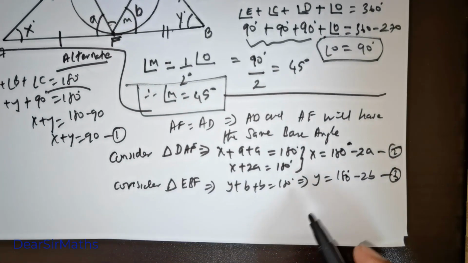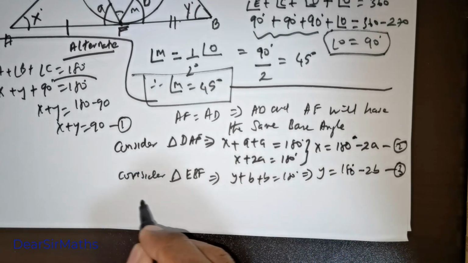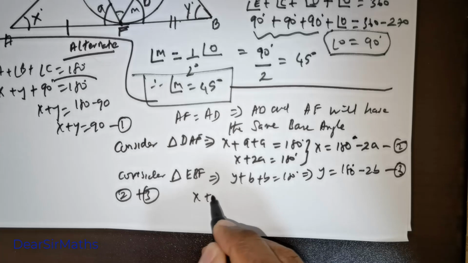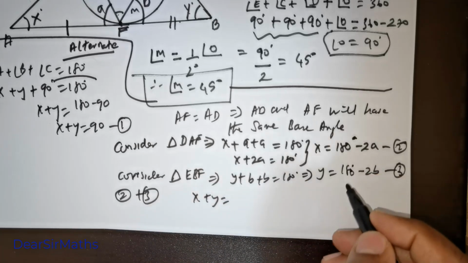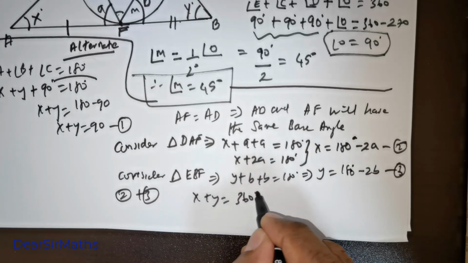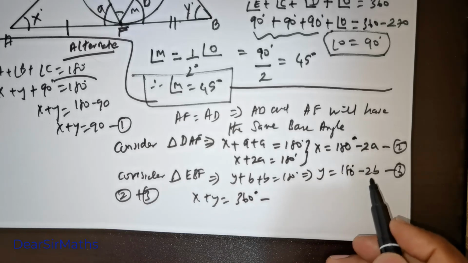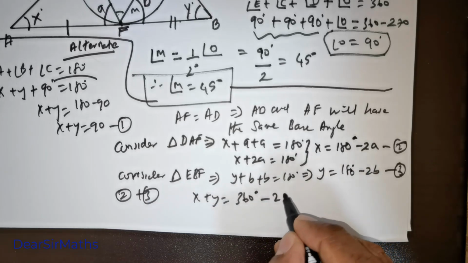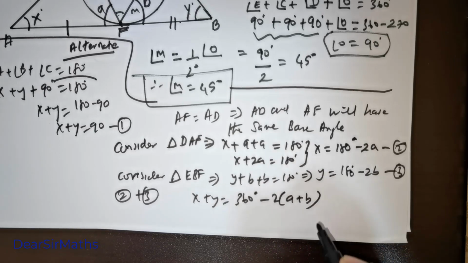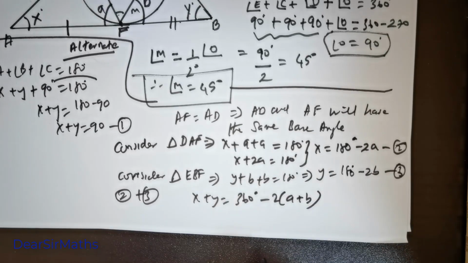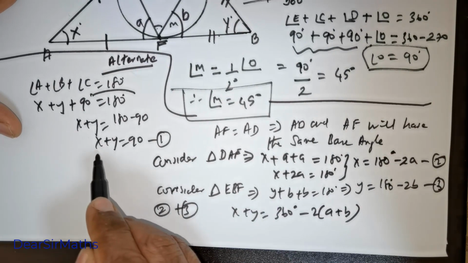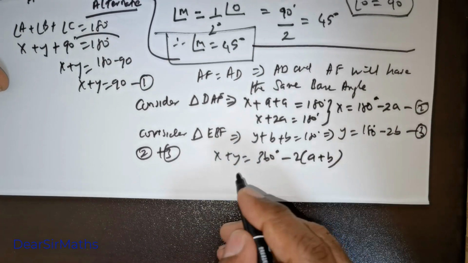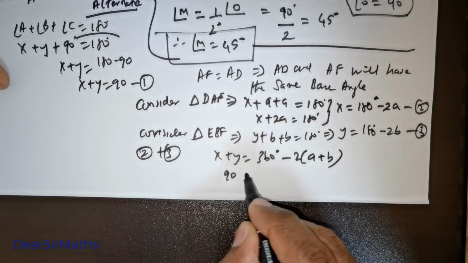I add 2 with 3. What happens when I add 2 with 3? So let me write that down. Adding 2 with 3, x plus y is equal to 180 plus 180. That's going to be 360 minus 2A plus minus 2B. Take the negative 2 out, you get a plus B. Right? Now from 1, x plus y is equal to 90. You can substitute that. So this is 90.